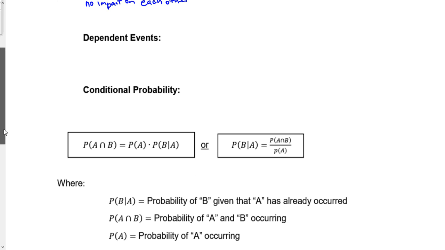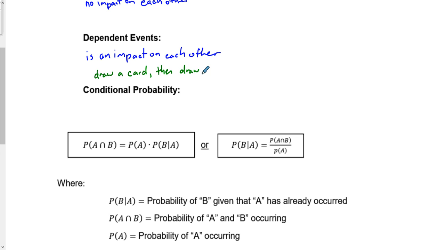Now, where that changes is when we start talking about dependent events. So obviously, a dependent event would be where there is an impact on each other. Examples of that will be, let's say, you draw a card, then you draw another. So where conditional probability comes in, it's the probability of dependent events.